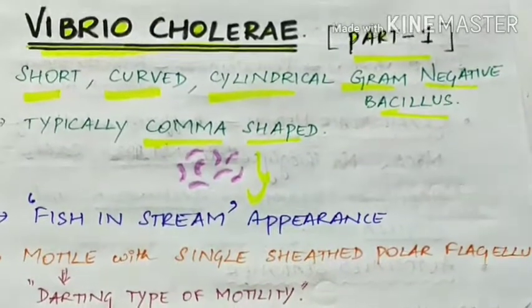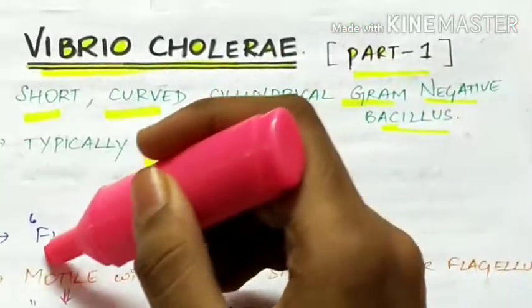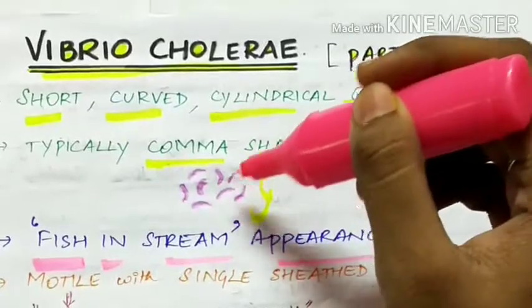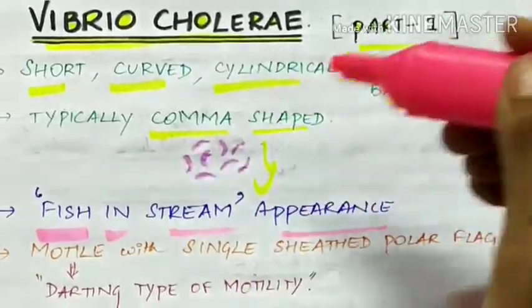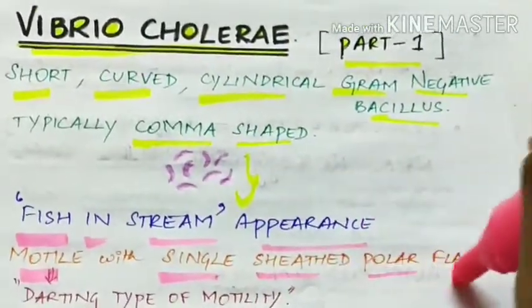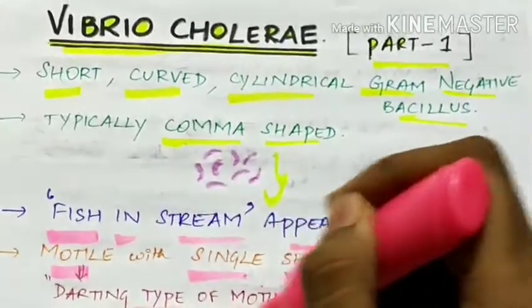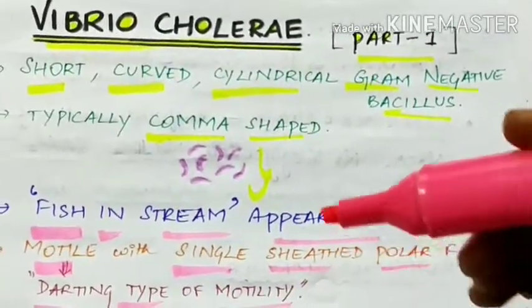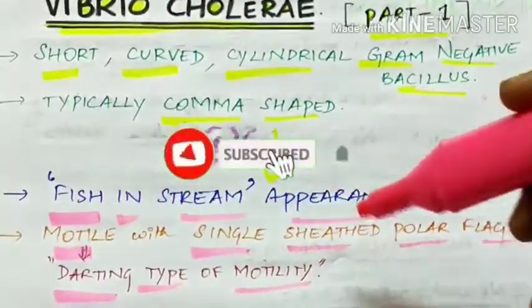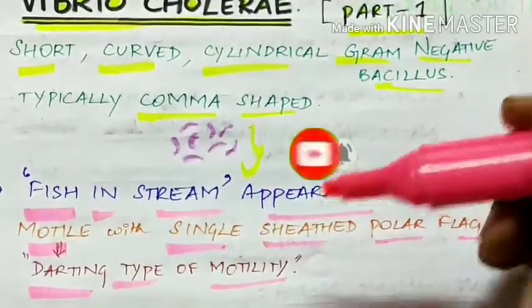They are gram-negative, comma-shaped bacilli under the microscope. They have a fish-in-stream appearance, so they look like fishes in a stream. The Vibrio cholerae are motile with a single sheathed polar flagellum. The type of motility is darting motility.